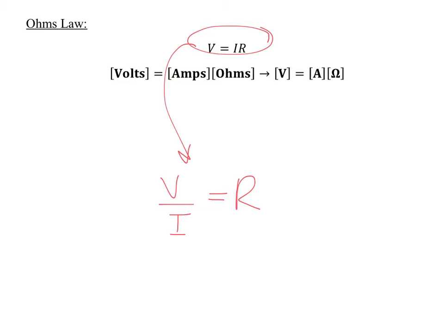Has anyone seen this symbol before over here? You know what it stands for? Omega is the word. Very good. The unit we're going to use for resistance is called ohms, based on Ohm's law. So we've got volts equals amps times ohms as far as our units are concerned. V equals A times omega.